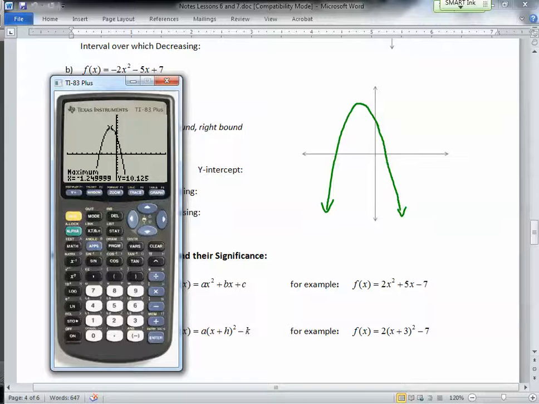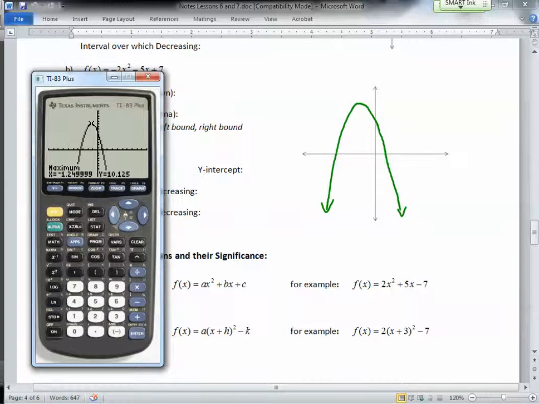And my maximum is at x equals negative 1.249999999. What's that really close to? Well, it's really close to negative 1.25, isn't it? So we're just going to round that to negative 1.25. Sometimes your calculator gets a little bit glitchy like that. And my y value here is 10.125. So those are the coordinates of my vertex. With me? Cool.